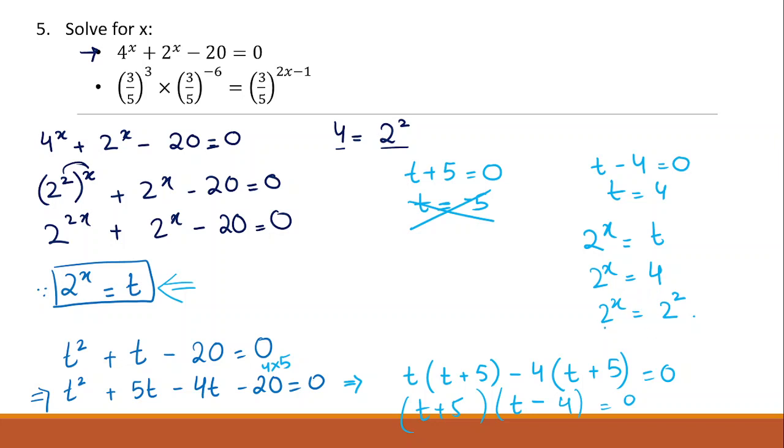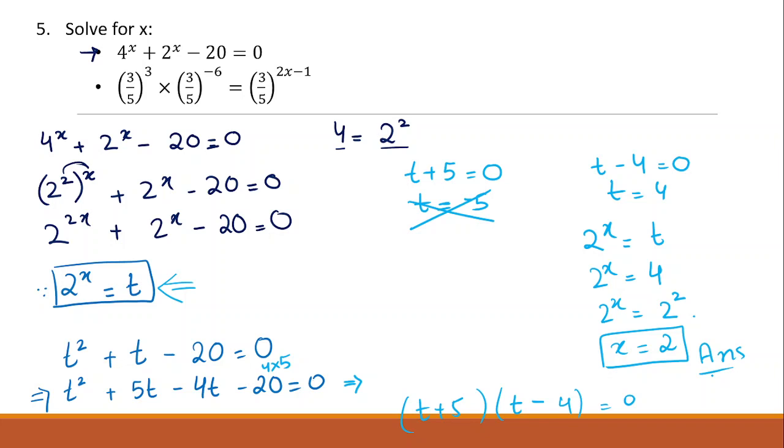And if you see, this is like a rule: when you have the exponents and the bases are the same, if you see there is a 2 here and there is also a 2 here, bases are the same, so you can take the powers equal to each other because there is an equal sign in between them. So you can say x equals 2. So the value of x is 2. So this is the answer of question number 5, part A.